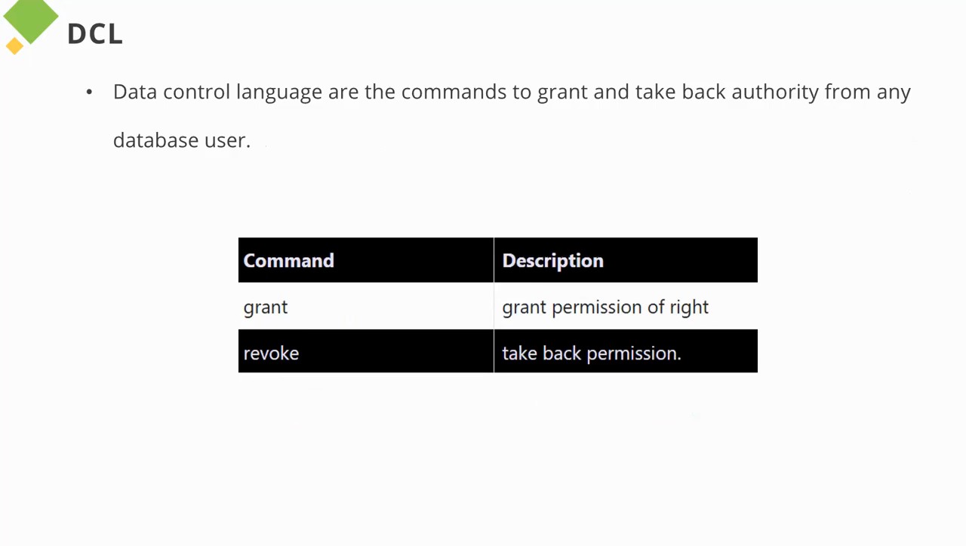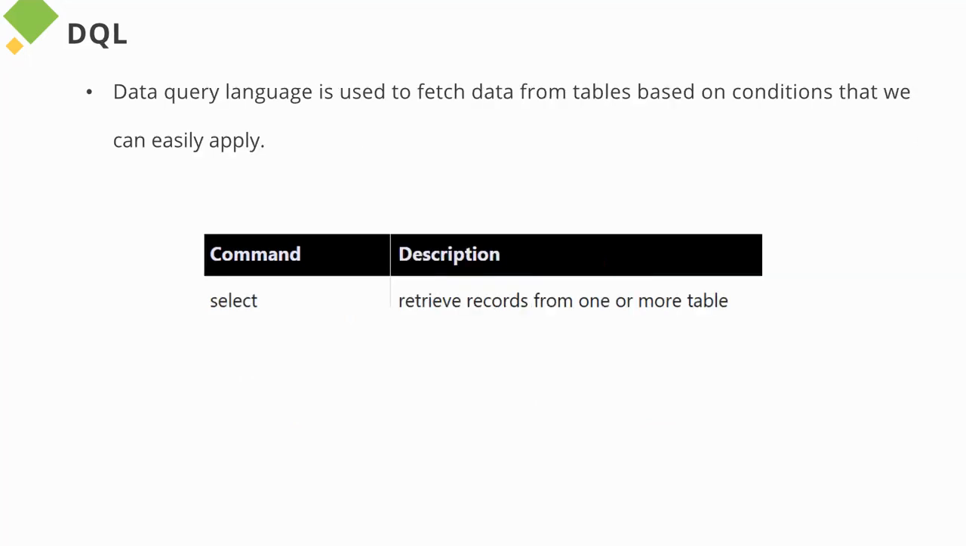And the next is DCL, data control language. These are used to give authorities privileges based on their roles and responsibilities. Grant is used to provide permissions and revoke is used to take back the permissions for a particular user. And the most popular is the select command. We can use any number of varieties in the select command. Those are the data query language, used to fetch the data from different tables based on different conditions.